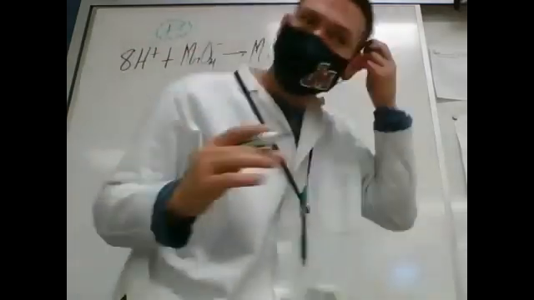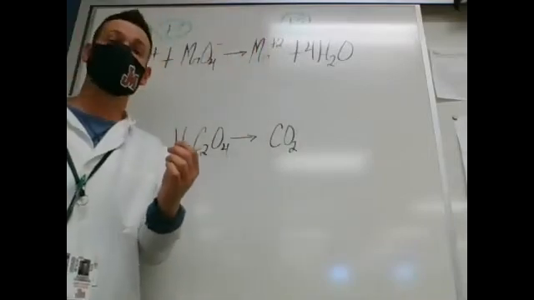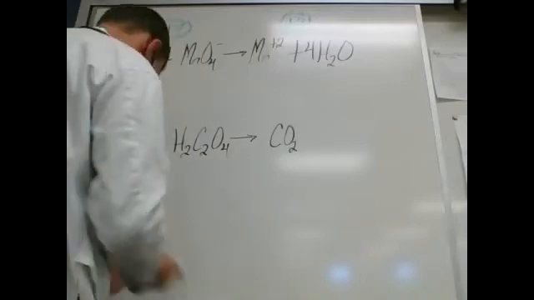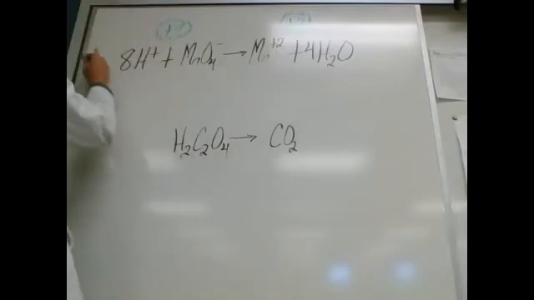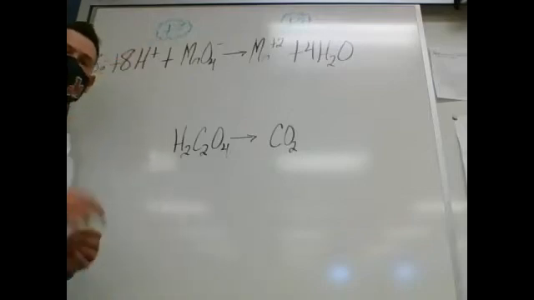In other words, I need to bring the +7 down to a +2. How many electrons do I need? 5. Let's add 5 electrons. And now everything is perfectly balanced on the first half reaction.